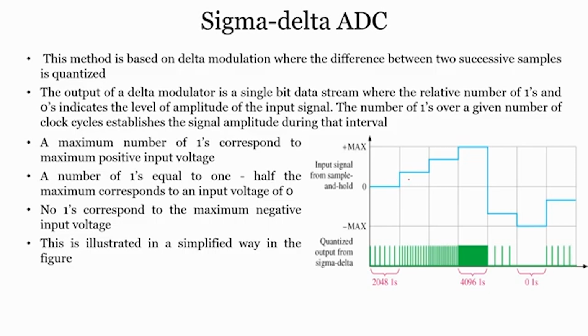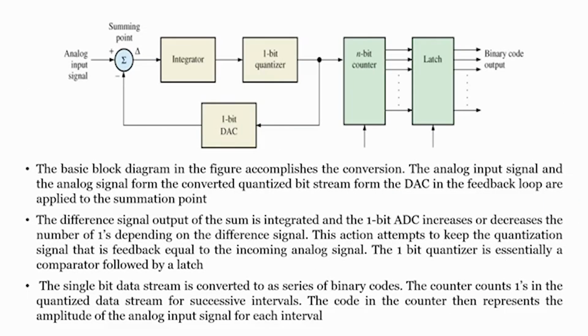If you see this particular ADC, which is our sigma delta ADC, this is the block diagram where you have the integrator, a quantizer, n bit counter, and latch, and the output of the 1 bit quantizer is fed back to the 1 bit DAC, which is sent to the summing point. The summing point looks at the signal sent by the 1 bit DAC and the analog input signal, and the error is fed to the integrator.